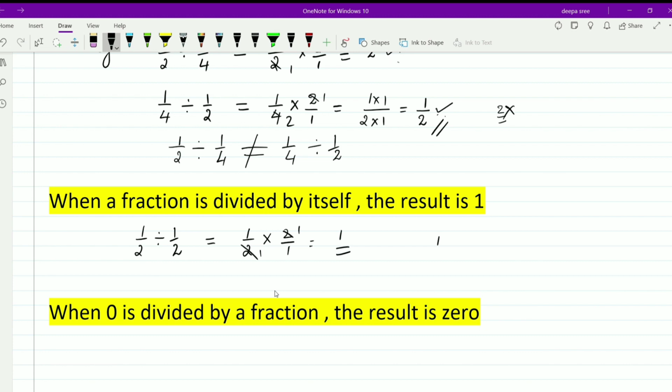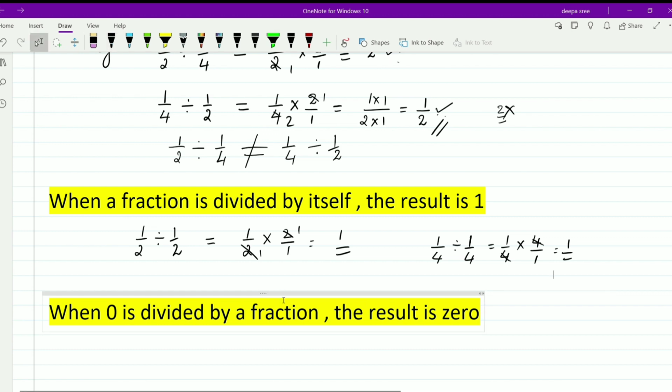Take another example. 1 by 4 divided by 1 by 4. First fraction we can write as it is. Change division sign to multiplication sign. Take the reciprocal of the second fraction. Cancel this. So what is the answer? 1 is left out. Therefore the result is 1. Division of a fraction by itself: the result is what? 1.